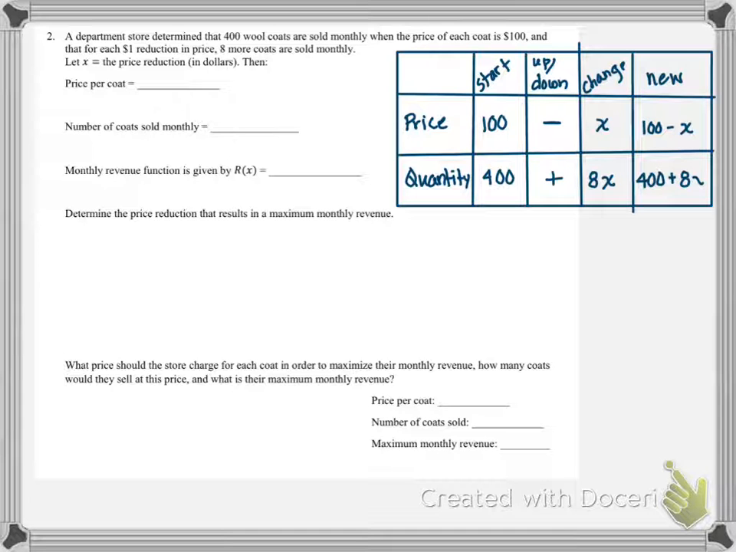So that means our price per coat is 100 minus X. The number of coats sold at that price is 400 plus 8X. And then revenue is always just price times quantity, right? So (100 minus X) times (400 plus 8X).